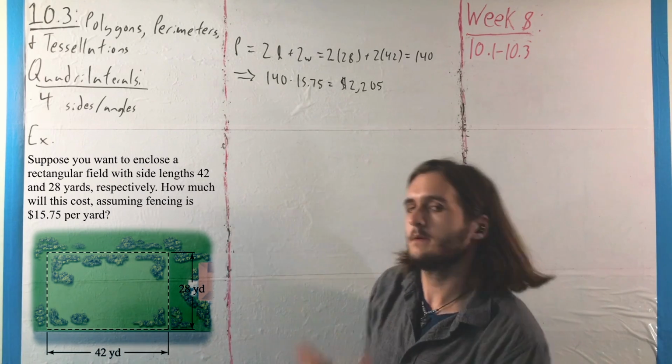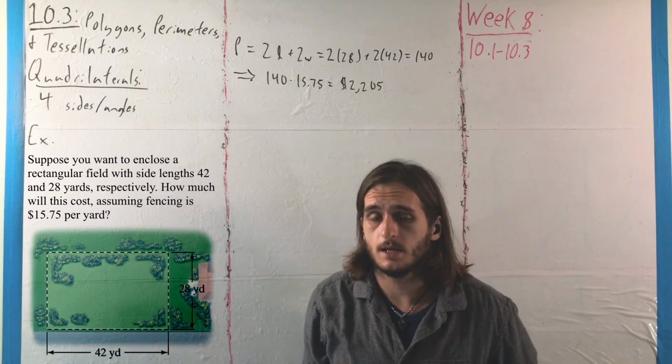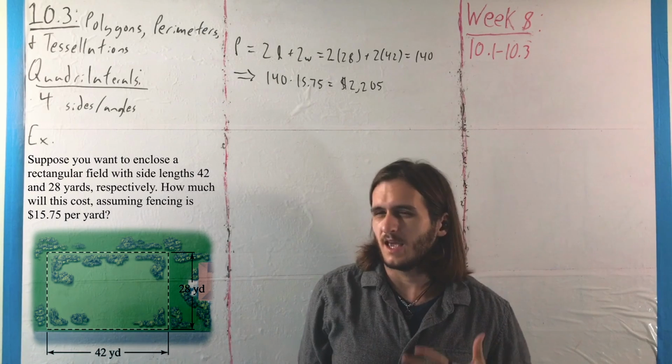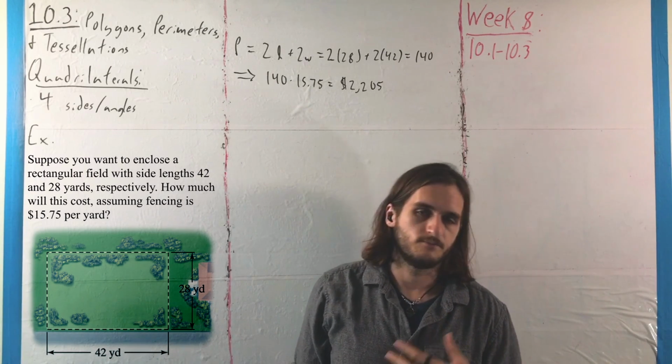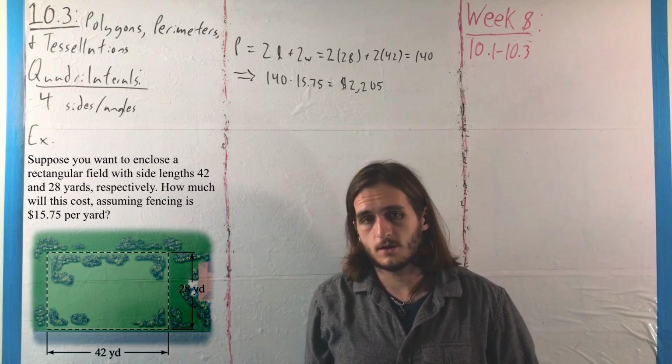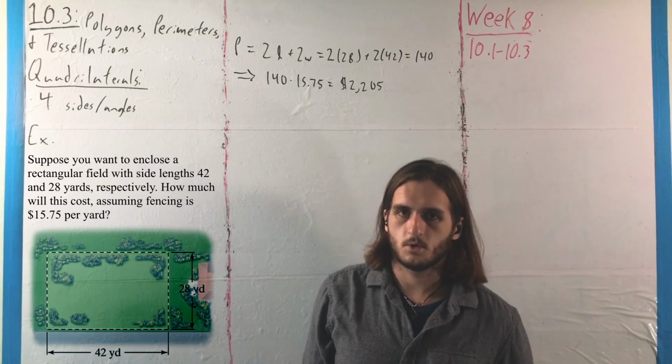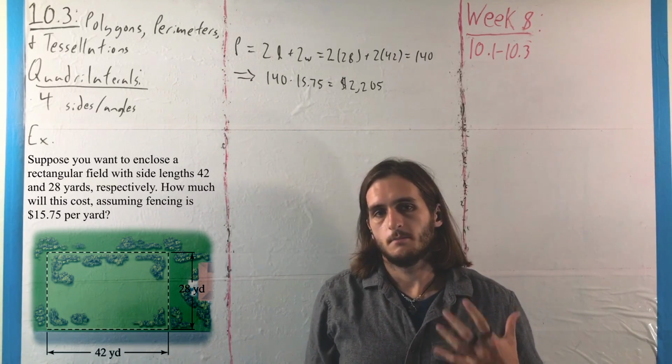Anyway, this is one way we can talk about perimeters. So the next thing we're going to look at is how we can discuss the angle measurements of not just rectangles, not just quadrilaterals, but more general polygons.